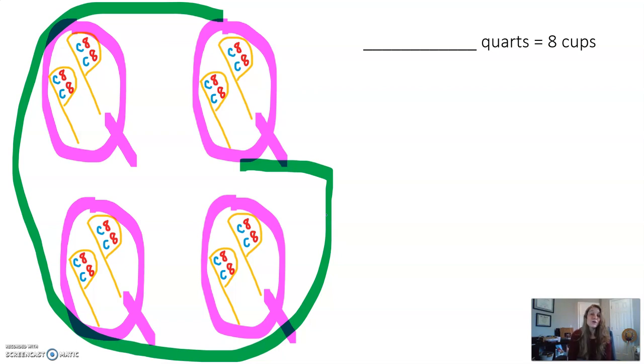I'm singing it over and over because I want you to be able to memorize this chart. It's going to help you.